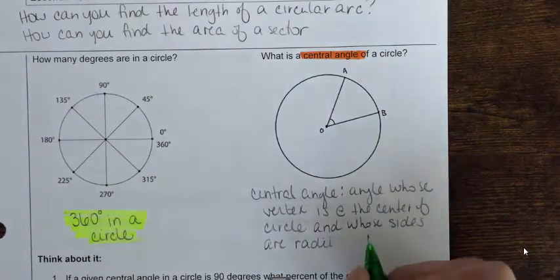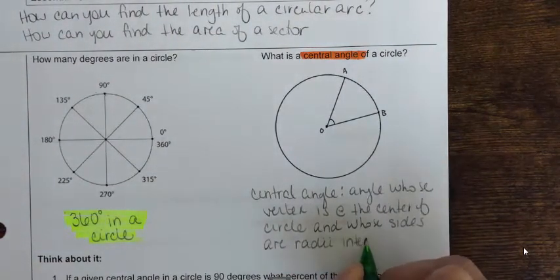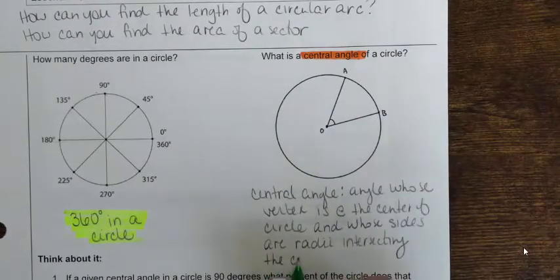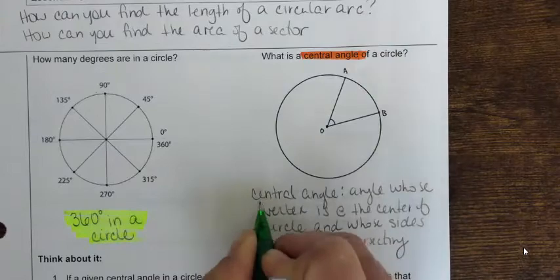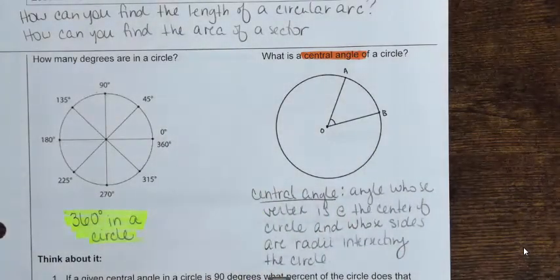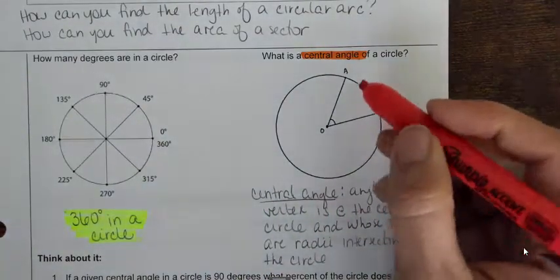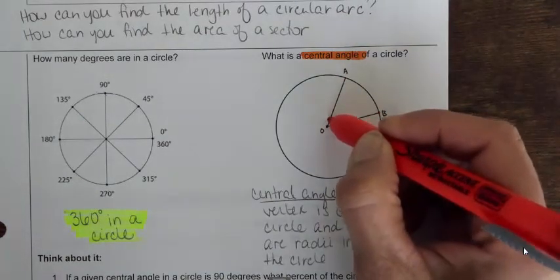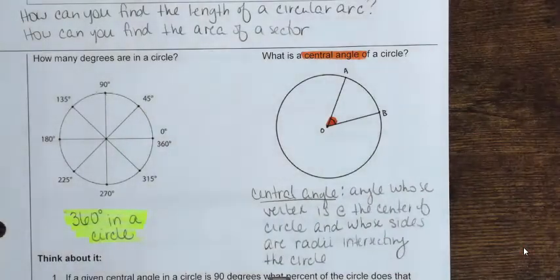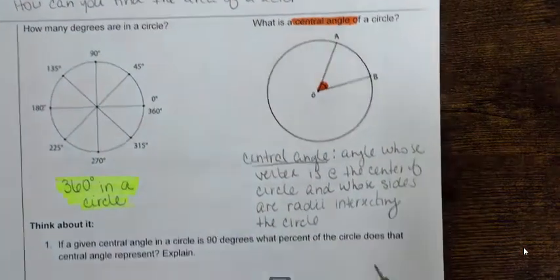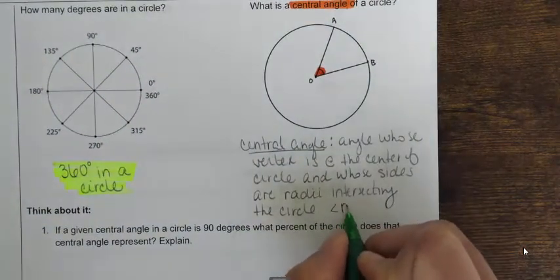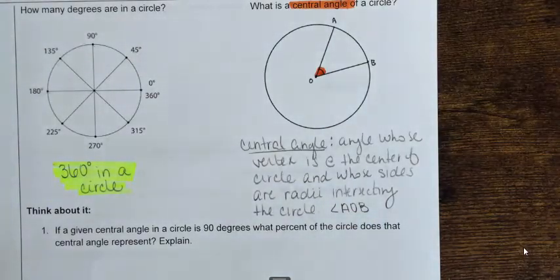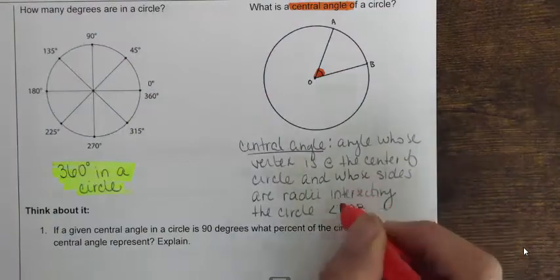How about intersecting the circle? So our central angle here is basically the angle AOB. So it's this angle right here, right? That's going to be our central angle. So in our example here, angle AOB is our central angle. Or you can call it angle BOA. So I'll go ahead and highlight that.